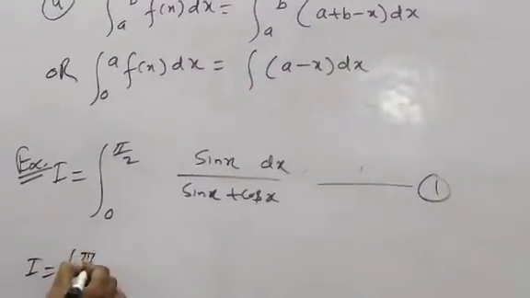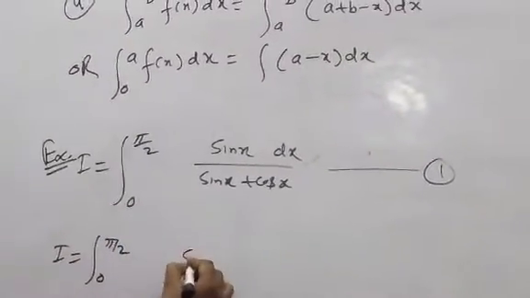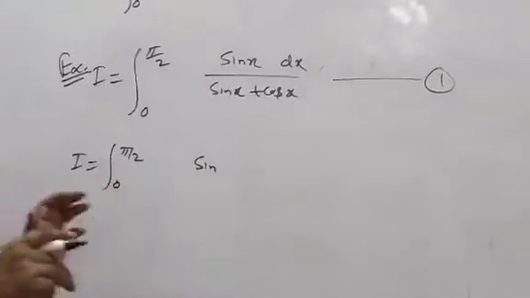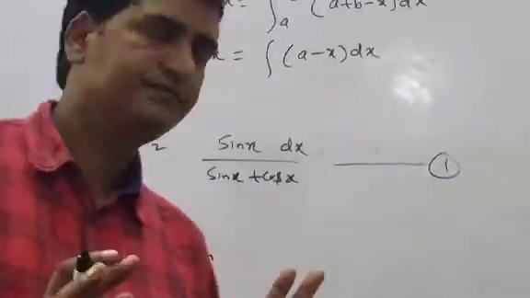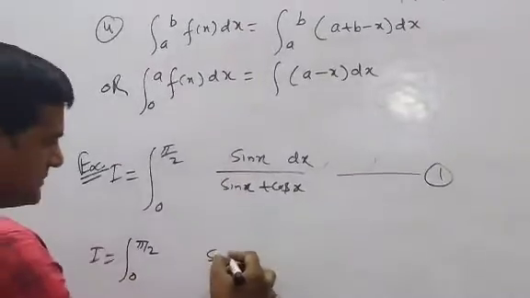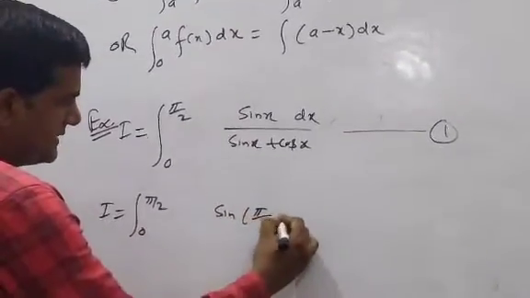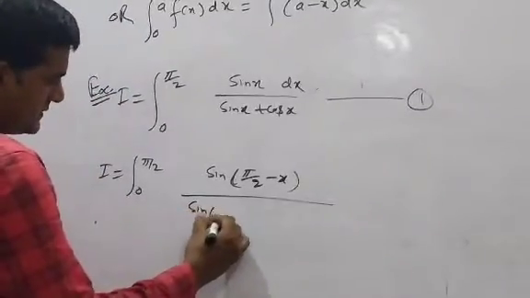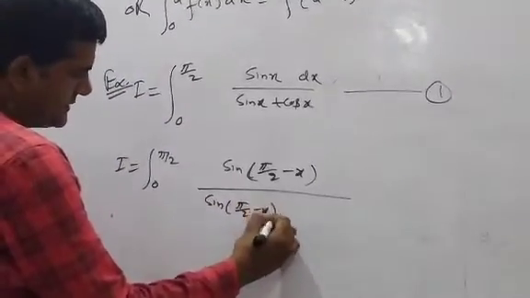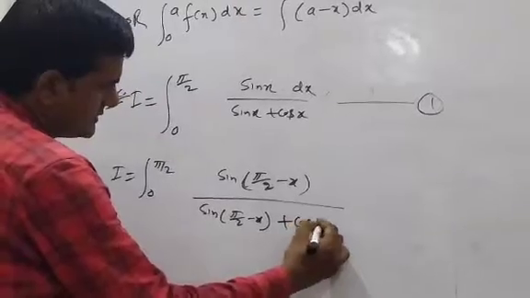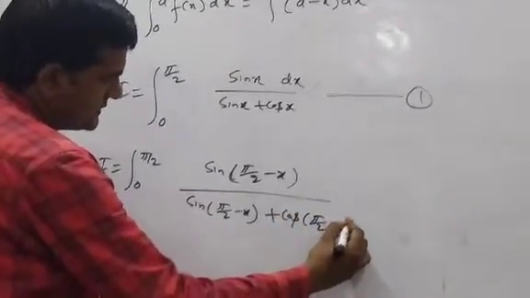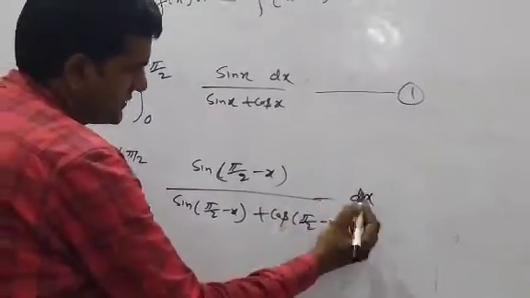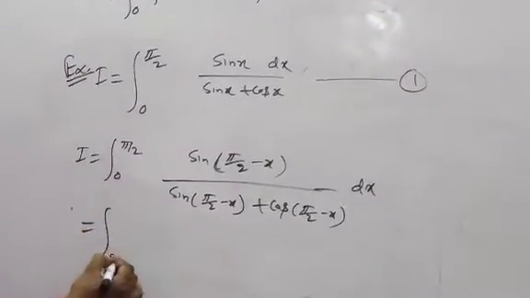Now the limits are 0 to pi by 2. Now 0 plus pi by 2 is equal to what? Pi by 2. In the place of x we can put pi by 2 minus x, whole upon sin of pi by 2 minus x plus cos of pi by 2 minus x, dx. Clear?